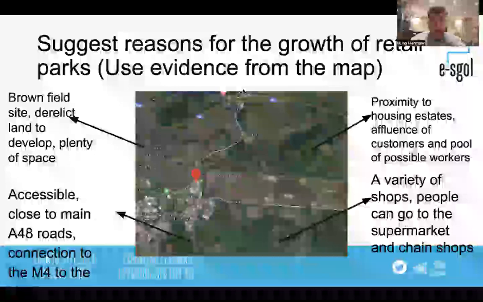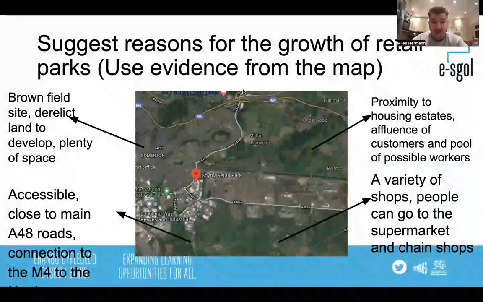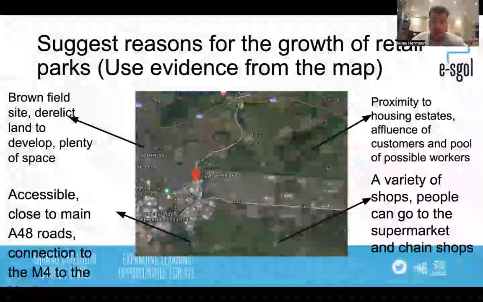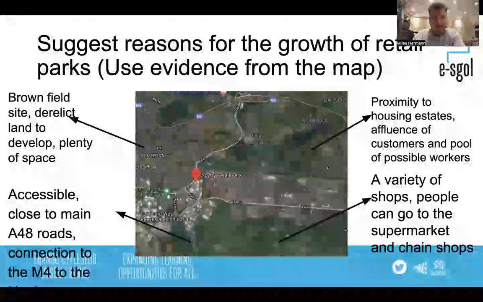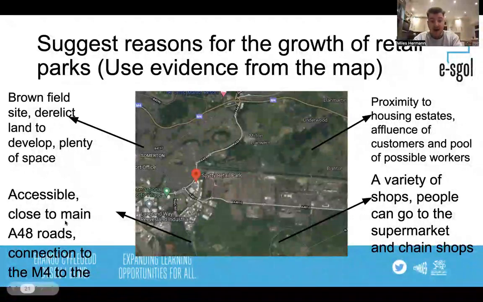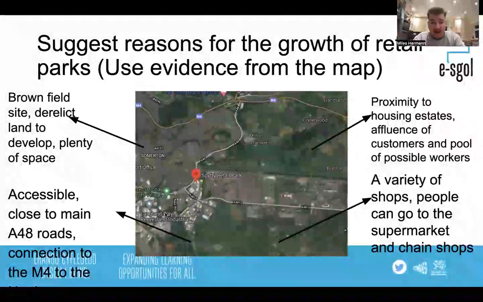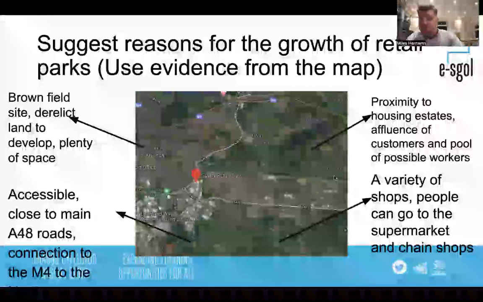You could talk about the brownfield site that they're usually developed on. So derelict land that has been developed, which is quite positive, and that's now given plenty of space for this retail park to develop. Lots of people will want to go because there's lots of shops here, because there's lots of space. It's accessible to roads. Here we can see Spytty Retail Park in Newport, where it's close to the A48, and we've got connections to the M4 just to the north.